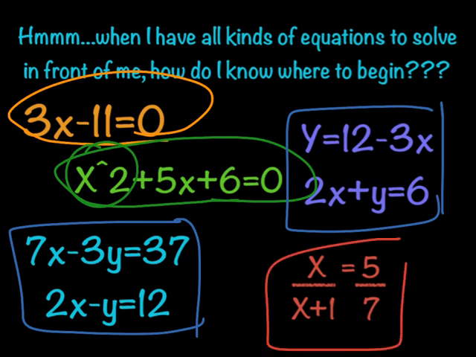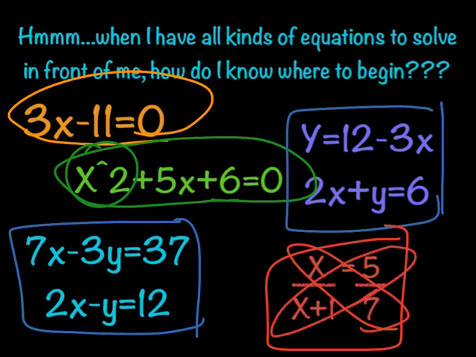And then I've got this proportion. Before I decide whether it's linear or quadratic, I'd want to cross multiply, and then I could decide. This one actually happens to be a linear equation. Okay, so let me show you how to solve each of these 5 types of equations.